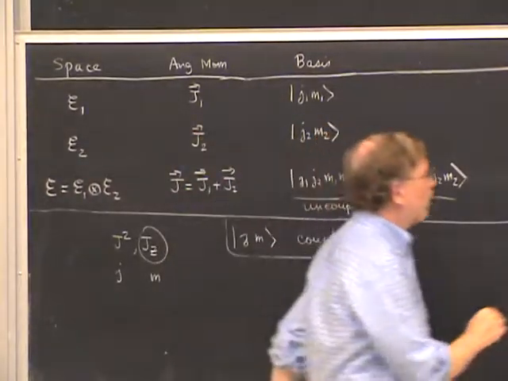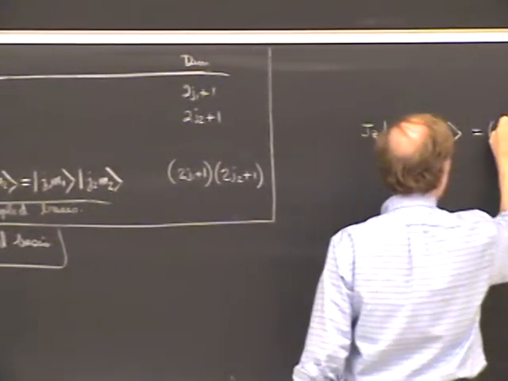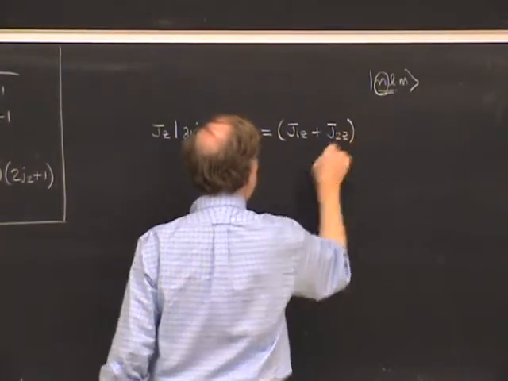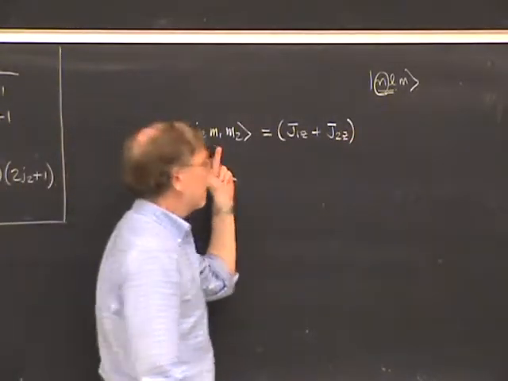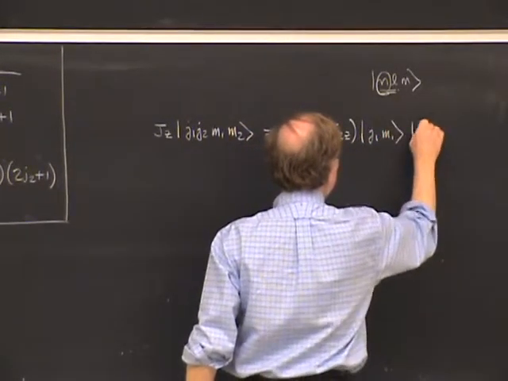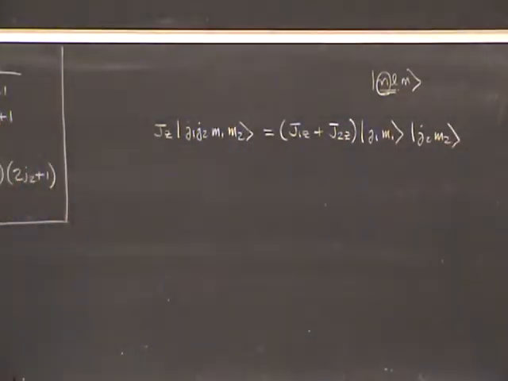And that's easy to show, because if I let Jz act on the vector |j1, j2, m1, m2⟩, that is just an abbreviation. Well, first of all, what does Jz mean? Jz means J1z plus J2z, just the z component of the sum of the two angular momenta. And this uncoupled basis vector is the same as the product of the basis vectors |j1, m1⟩ times |j2, m2⟩. That's the definition of this more compact notation for the uncoupled basis vectors.